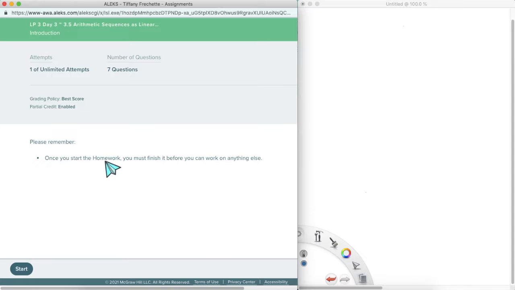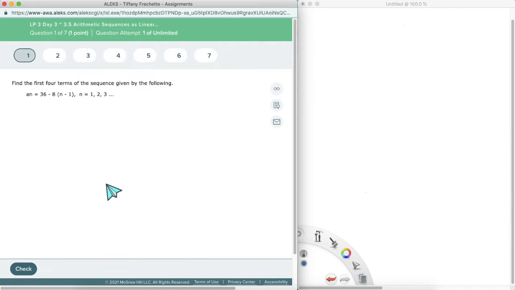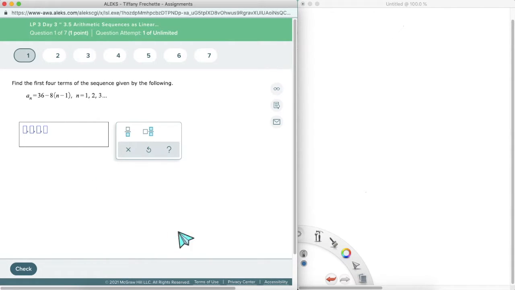Once you start your homework, you must finish it before you can work on anything else. What that means is if I click start here, on your screen, this is the second piece you won't see on my screen, but you will see it on your screen, you have down here the submit assignment button. No matter what, when you want to leave this screen, if you've answered 1 question or multiples or all of them, it doesn't necessarily matter what you've answered, to leave this screen, you click submit assignment.